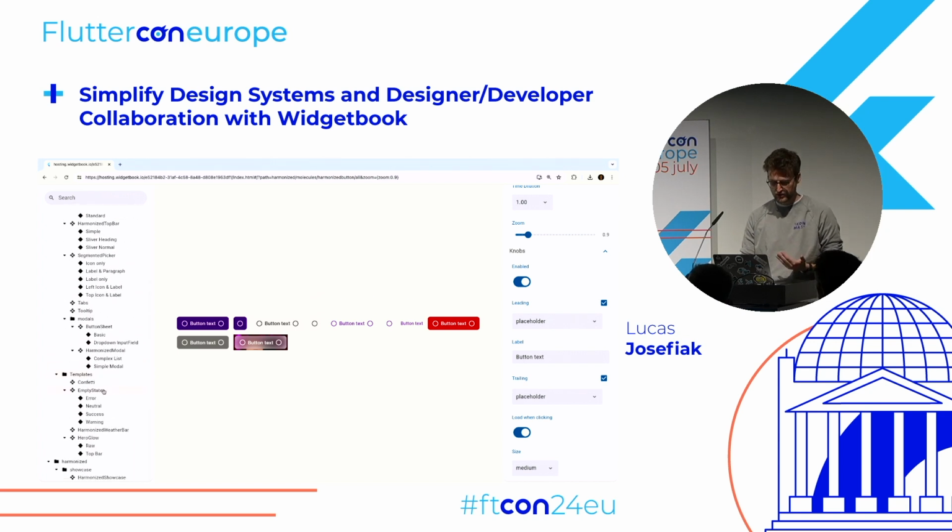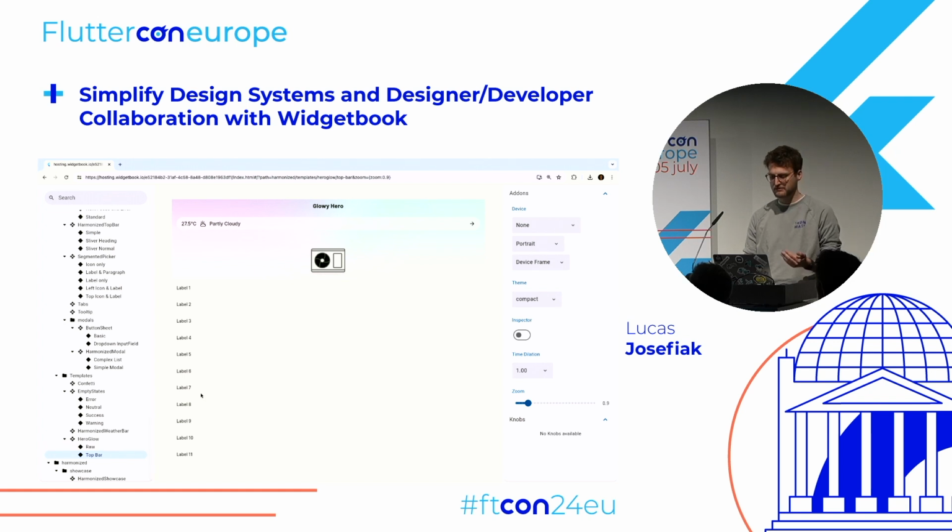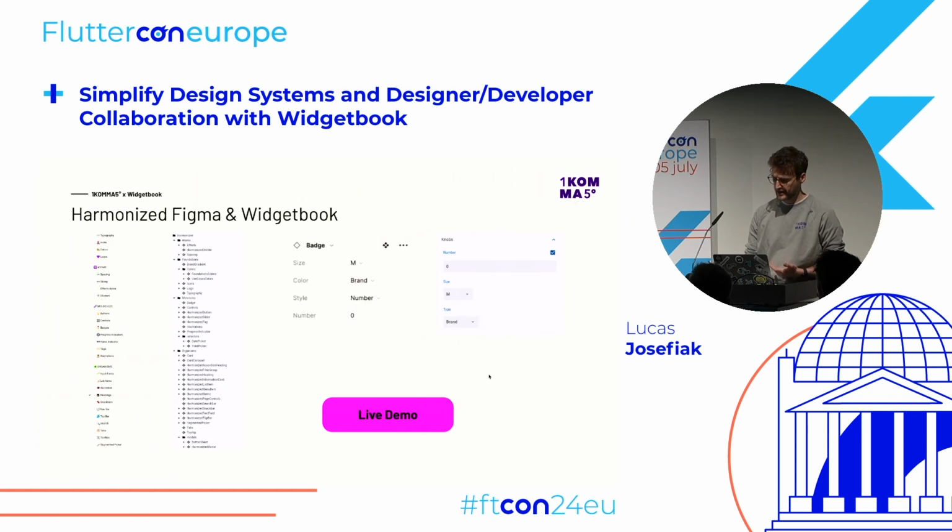If we go into more complex stuff, for example, when we want to show how our top bar here is fading in with this sort of blur, developers can then look at the implementation of this Widgetbook use case to really make sure that they are building it as desired. So that's harmonizing our design system.